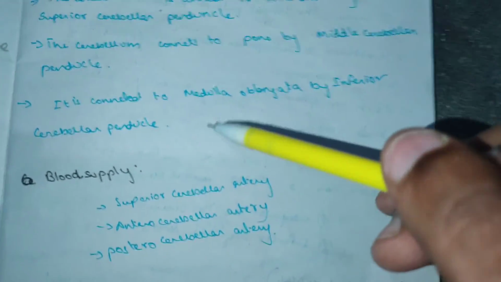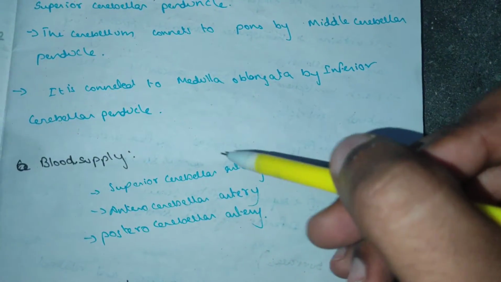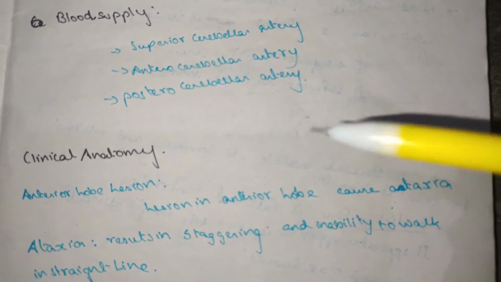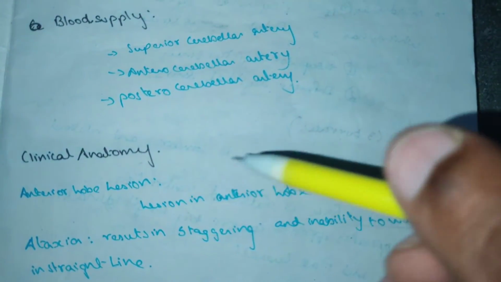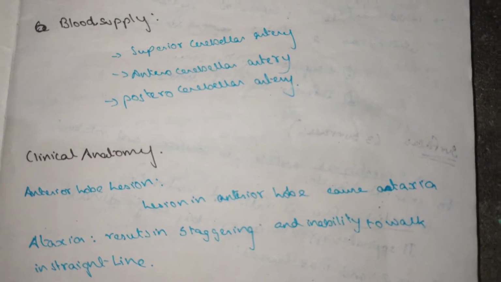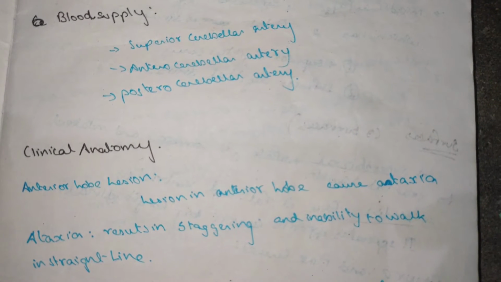The blood supply of the cerebellum is the superior cerebellar artery, anterior inferior cerebellar artery and posterior inferior cerebellar artery. Clinical anatomy: any lesion in the anterior lobe may cause ataxia. Ataxia means the patient is unable to walk in a straight line.